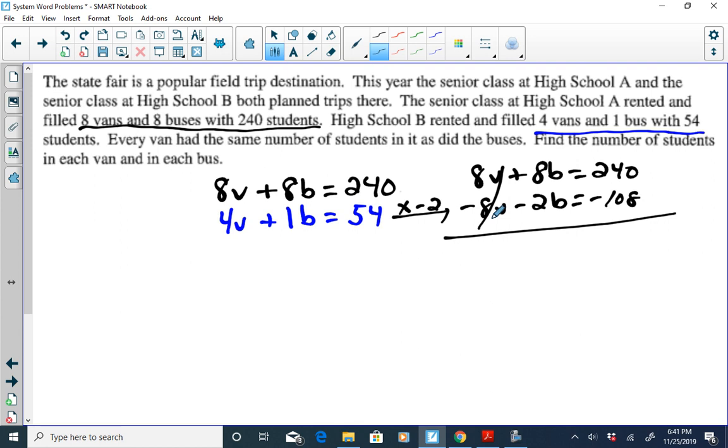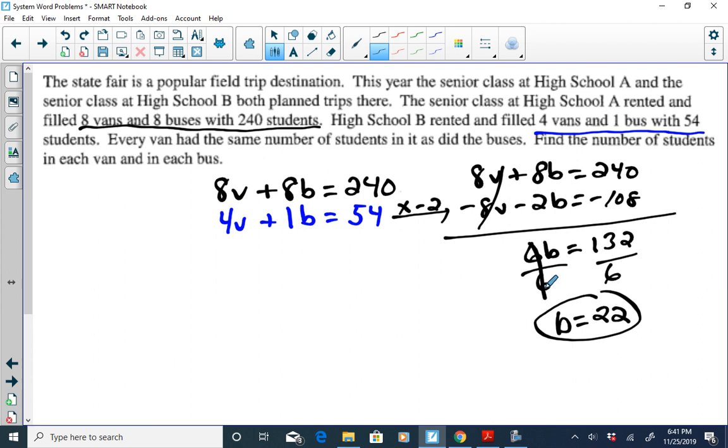Right? The V's are going to eliminate with addition. So I add 8B and -2B. That's going to be 6B is equal to, what's that? 132. We divide both sides of that equation by 6. And we wind up with B is going to be equal to 22. So that's the number of students on each bus.